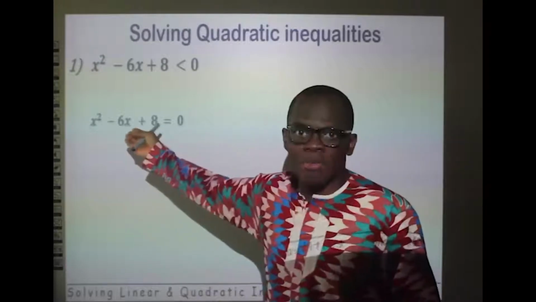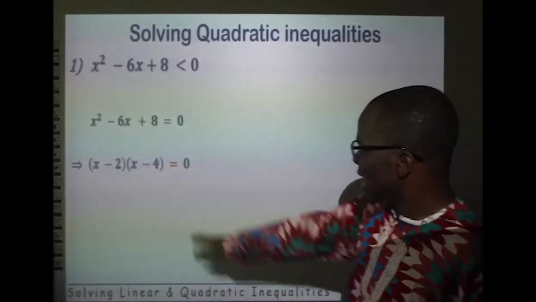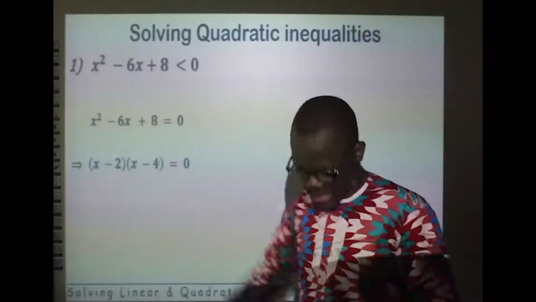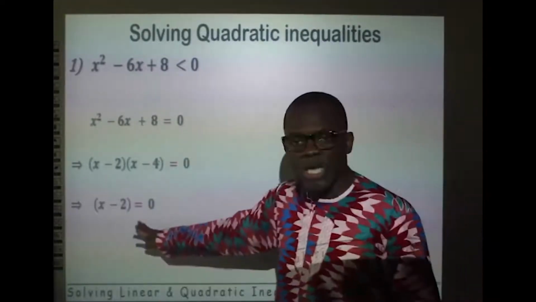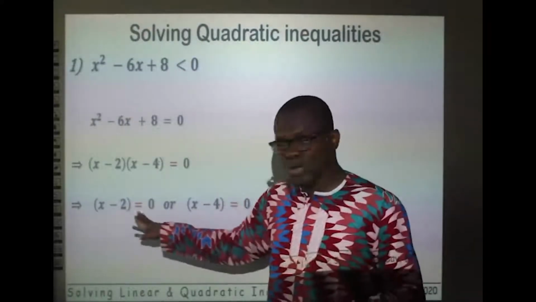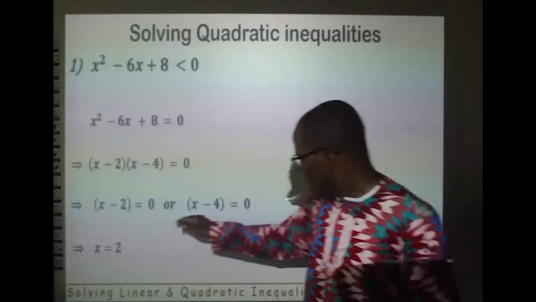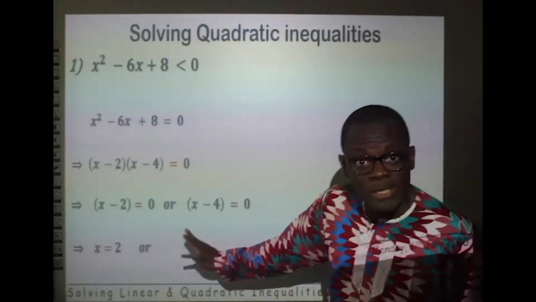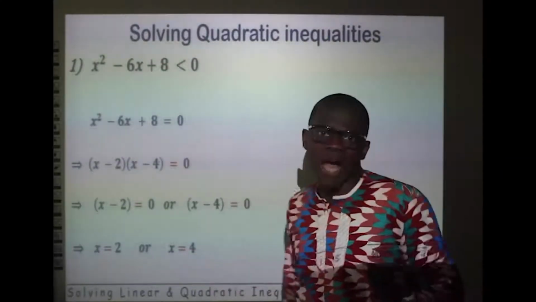But in this case, we should be able to factorize that, and when we factorize that quadratic equation, that's what you get. (x minus 2)(x minus 4) is equal to 0. And from here, we can break it up, and then you have x minus 2 is equal to 0, or x minus 4 is equal to 0. Now, if x minus 2 is equal to 0, therefore x is what? x is 2, exactly. Or, if x minus 4 is equal to 0, therefore x is what? x is 4, exactly. Okay? So, when you solve the quadratic equation, this is what you have.